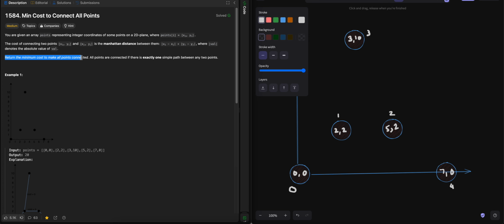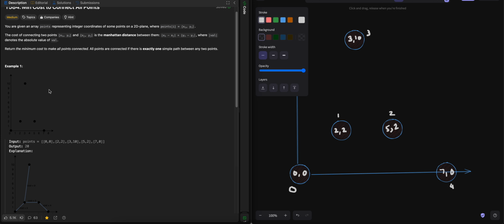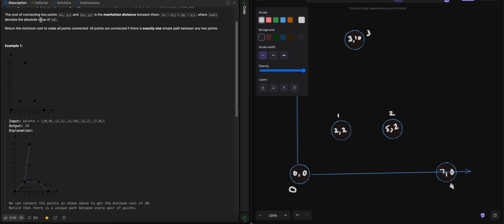So what I meant by this line is the minimum cost to make all points connected. Let's say you see example one. Here 4 points are given, and now we have to connect all the points such that the cost of connecting all these points is minimum. So from this line it's quite clear that they are asking about the minimum spanning tree, such that the cost is minimum.